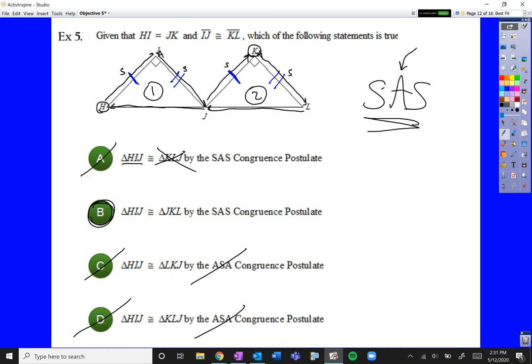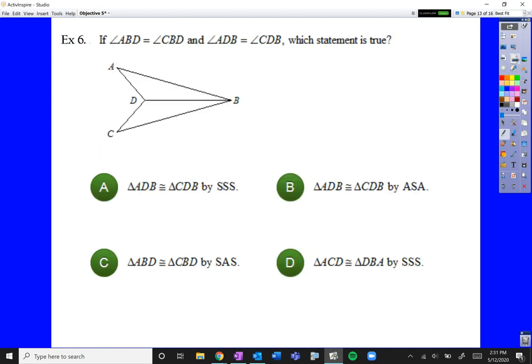And let's just check it. We start at H, we go up the single, down the double, across nothing. If we start at J, we go up the single, down the double, across on the unmarked line. So it checks out. Okay, we got 3 more examples.